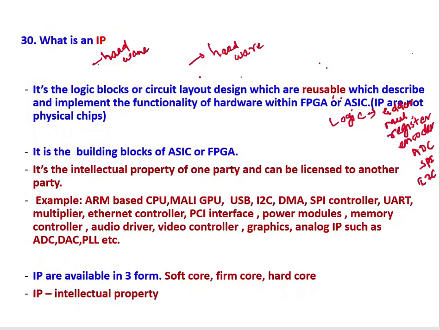Next one is, what is an IP? IP is intellectual property. Okay, and there are three types of IP. One is soft core, one is firm core, and one is hard core. I have uploaded one tutorial on this one, IP, and many more things I have explained in that video. If you have not seen that one, please go and watch that video first, and you will have a lot of knowledge on IP.